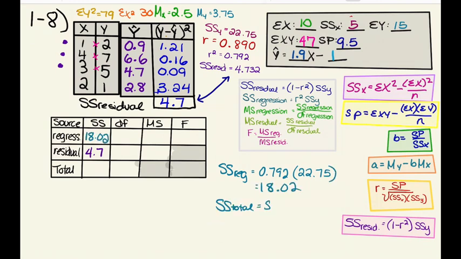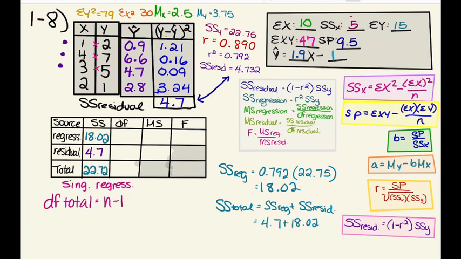The sum of squares total is the sum of our predicted variability, which is SS regression, and our unpredicted variability, which is our SS residual. In a single regression equation, our total degrees of freedom will be our number of pairs minus 1, but the degrees of freedom residual, which will be the denominator for our F ratio, is n minus 2.